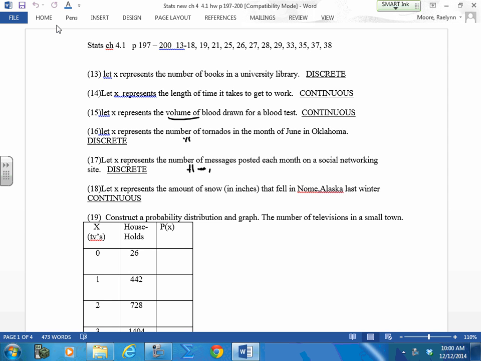The number of tornadoes, discrete. The number of messages, discrete. How many? Just put the answer down there. Yeah, those are no good when you look at your homework later. X represents the amount of snow in inches. Can I have a half of an inch? Yeah. 0.2 inches? Yeah. Continuous.